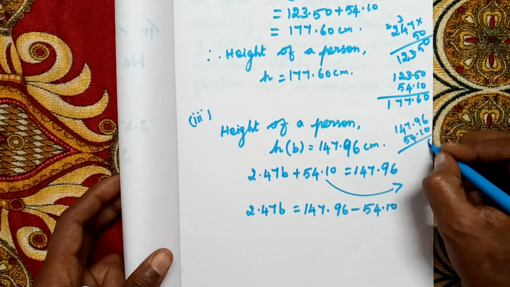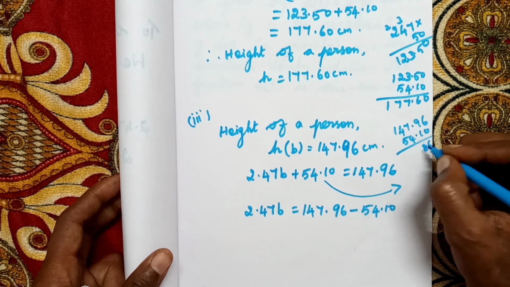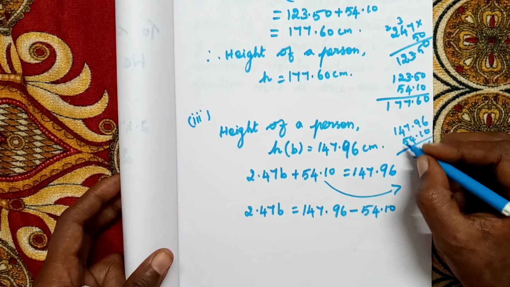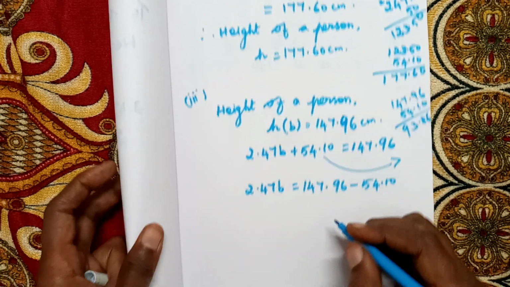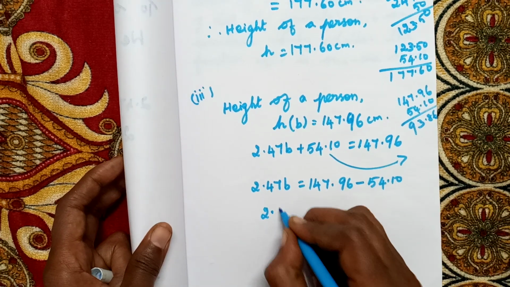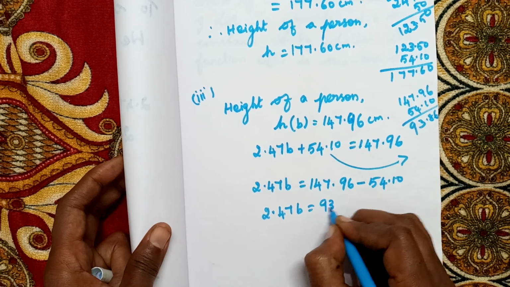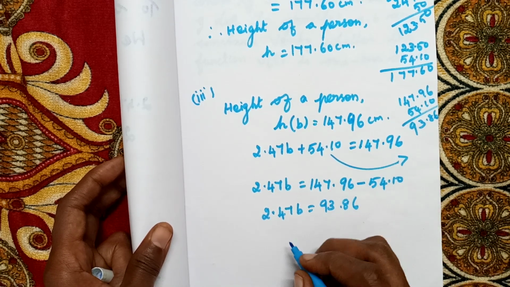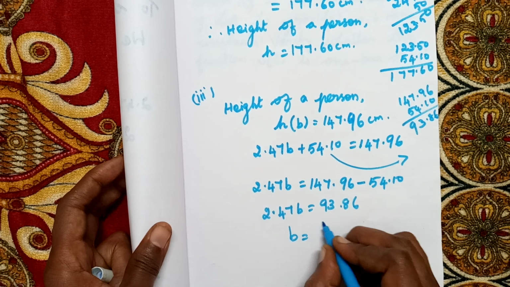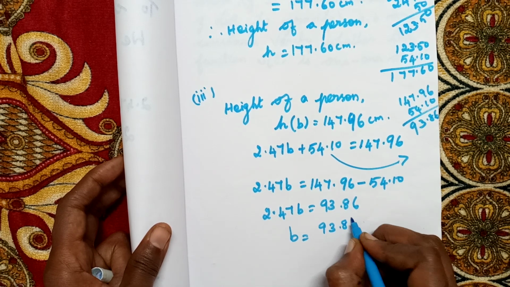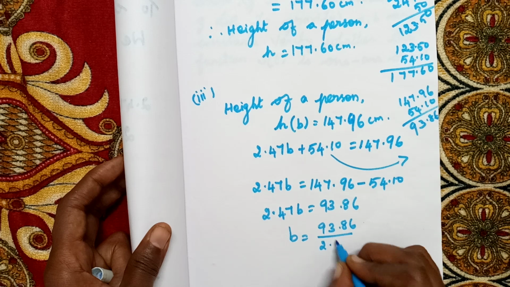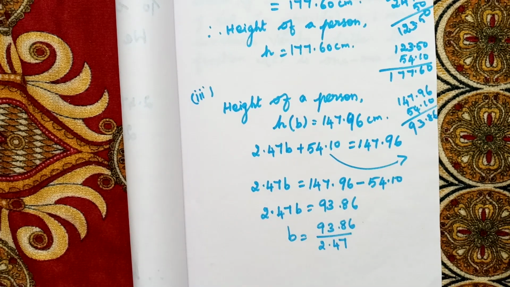54.10, here 6, 8, 3, here 9, 93.86. 2.47B is equal to 93.86. Then B is equal to 93.86 divided by 2.47. How can we divide this?